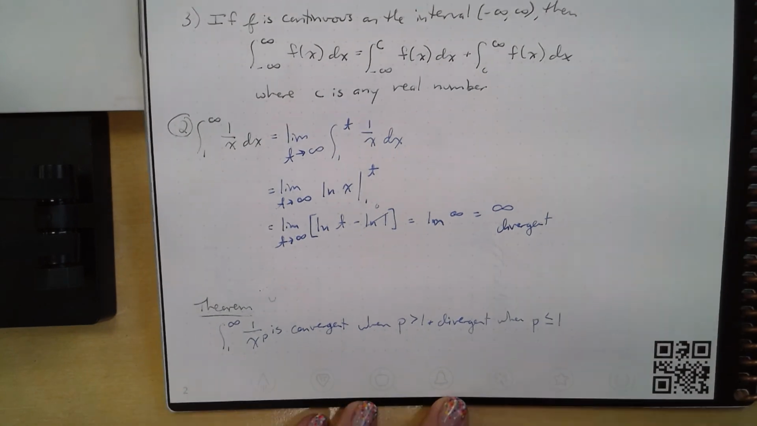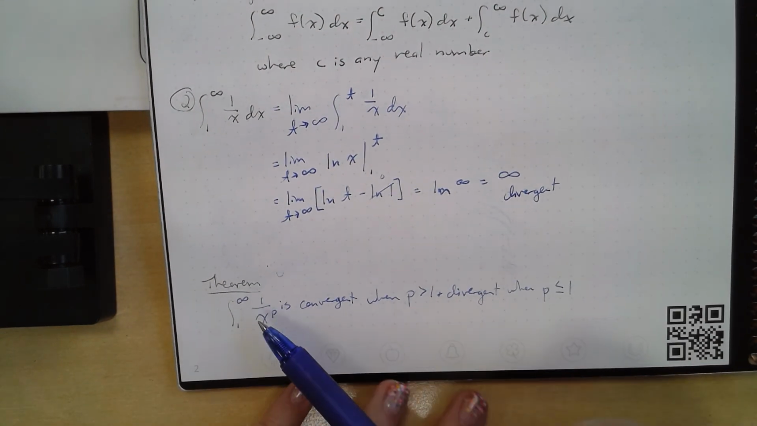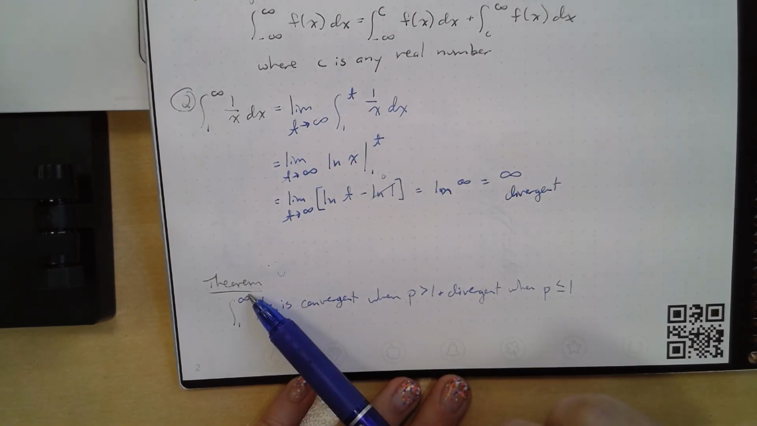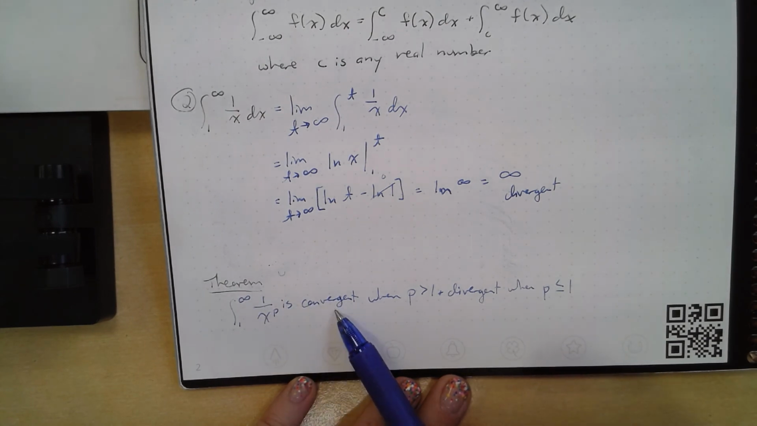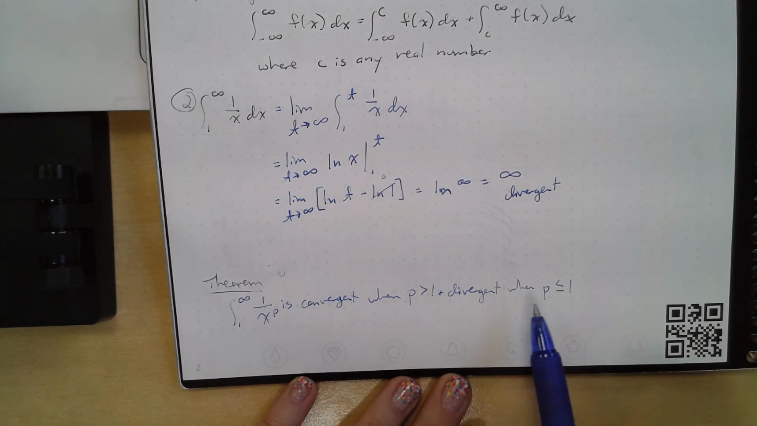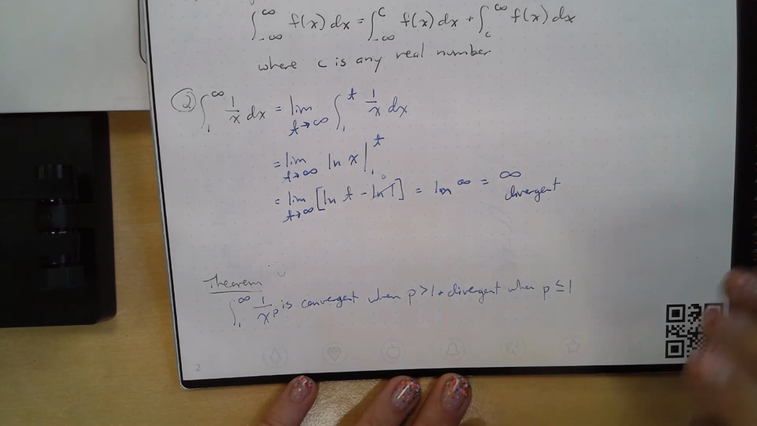Now, this is not really that important today, but in the future, we'll need this theorem. The integral from 1 to infinity of 1 over x to the p is convergent when p is greater than 1 and divergent when p is less than or equal to 1. That will come in handy when we do series.